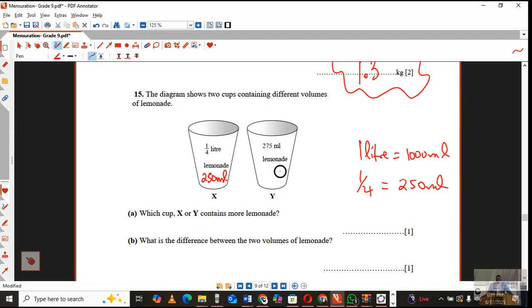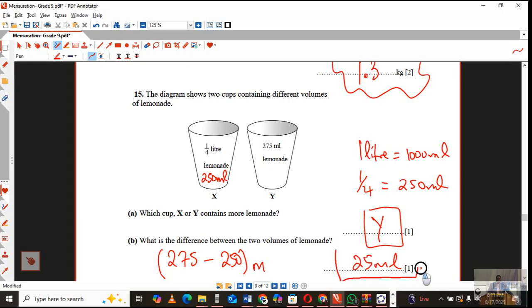Okay, this one has got 275 lemonade. So which cup contains more lemonade? Okay, that is cup Y. All right, because that's got more. What is the difference between the two? So you take 275 minus 250. Of course, everything here is milliliters, and the answer is 25 milliliters.